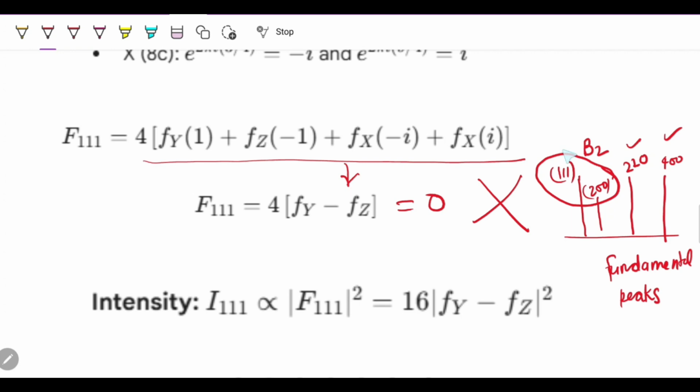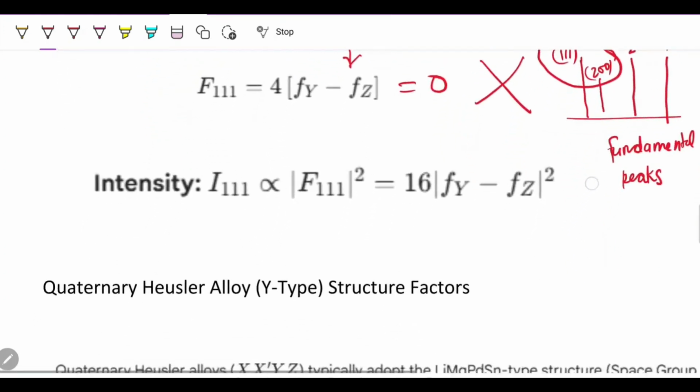While in the case of the monoatomic structure, these were also fundamental peaks, so they were always there. Because there was only a single atom, even if one atom goes to another atom's position, it's still the same atom, so it doesn't matter. That's why they were the fundamental peaks. But now in this case, X, Y, Z are three different atoms, and if they are exchanging their sites, then these peaks depend on their atomic ordering. So this is coming because of the additional atomic ordering.